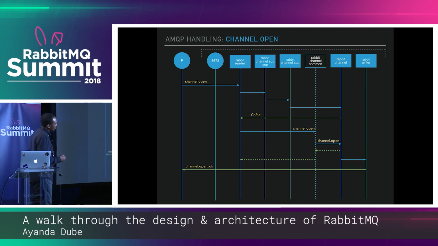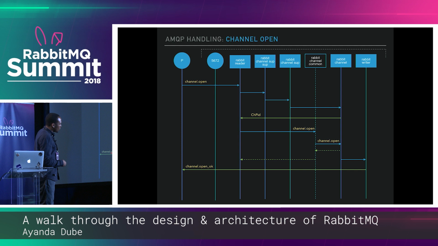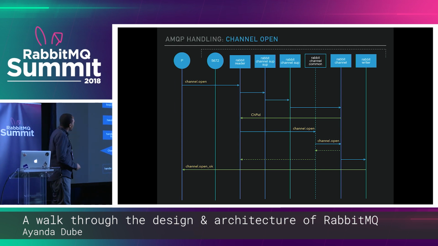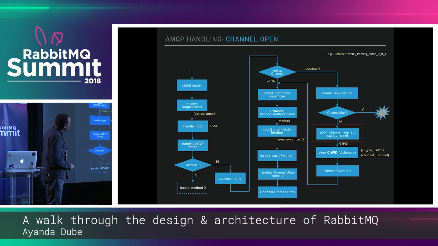And then after that, the channel open OK is sent to the Rabbit writer process. Yeah. So you can go to the code base and actually see all these implementations.